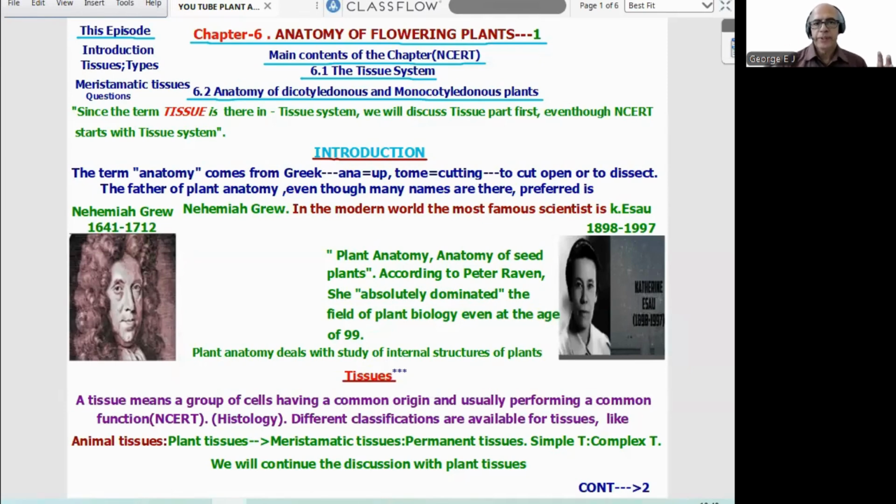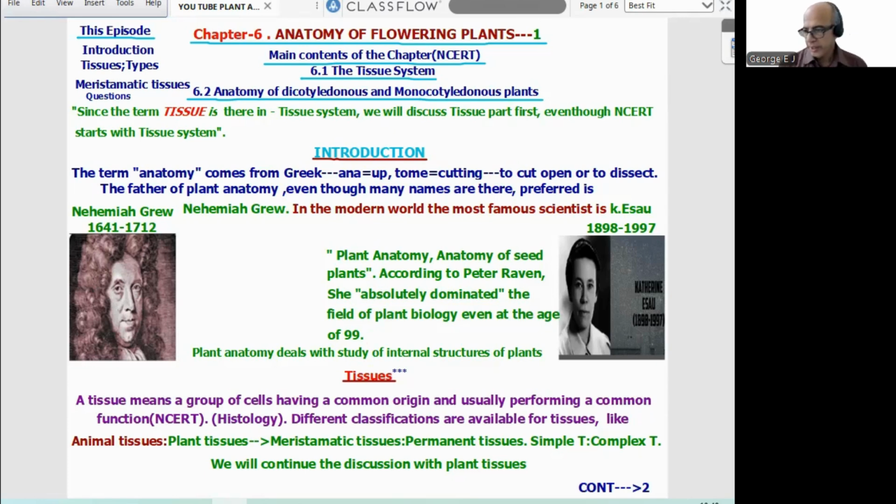In this chapter, Anatomy of Flowering Plants, a more theoretical chapter, from the entrance point of view, normally 2 to 3 questions come. But comparing with the previous NCERT, some topics have been deleted. Anyway, we can proceed. In this episode, there will be an introduction, and we'll be discussing tissues, types, and specifically meristematic tissues in a detailed manner. Then after that, 5 theory questions and 5 NEET model questions with the key.